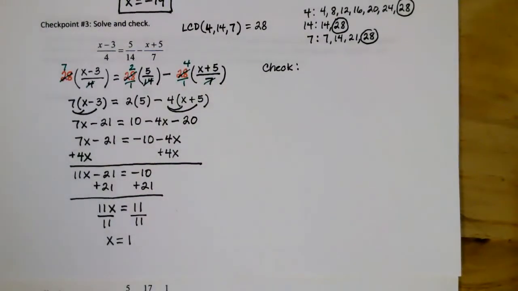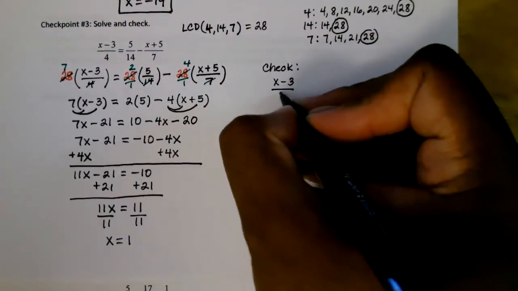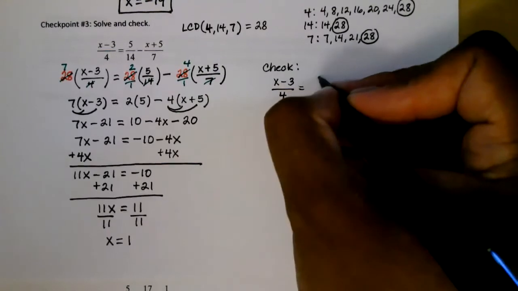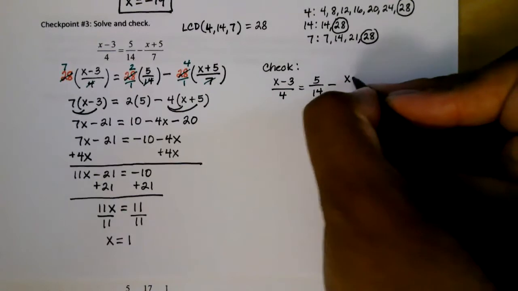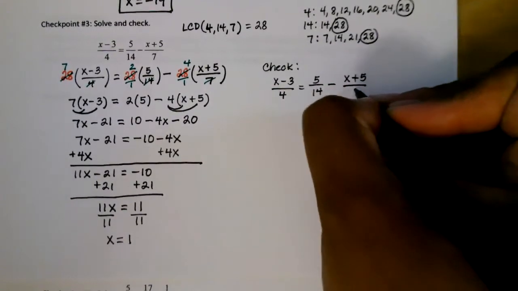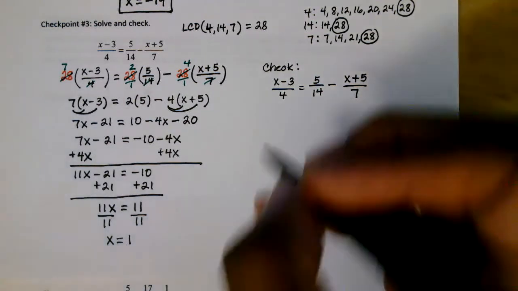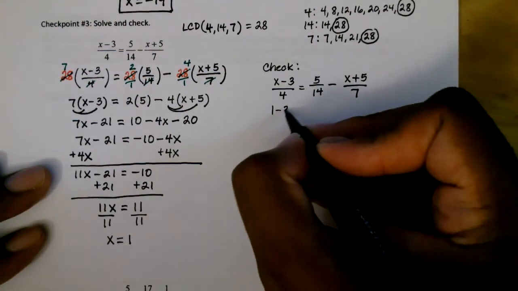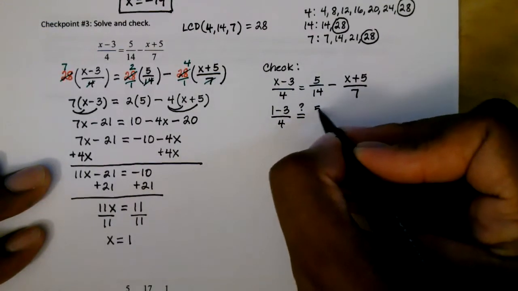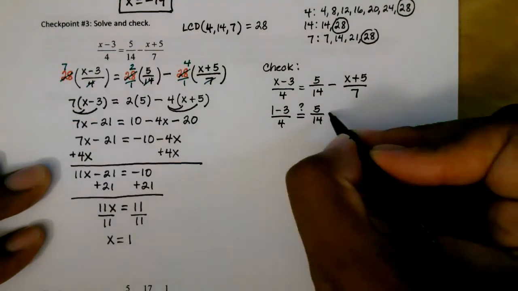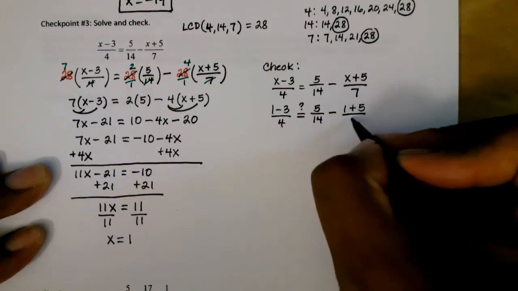Now, of course, I have to do the check here. I'm going to write the original equation, x minus 3 over 4 equals 5 over 14 minus x plus 5 over 7, and substitute each x with the 1. So on the left side, I have 1 minus 3 over 4. I want to know if that's equal to 5 over 14 minus 1 plus 5 over 7.